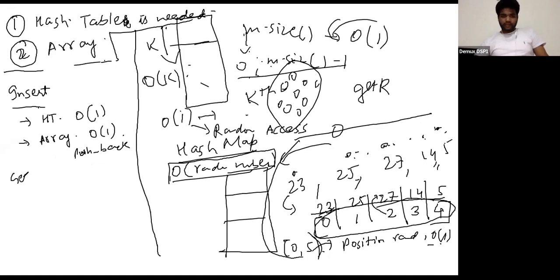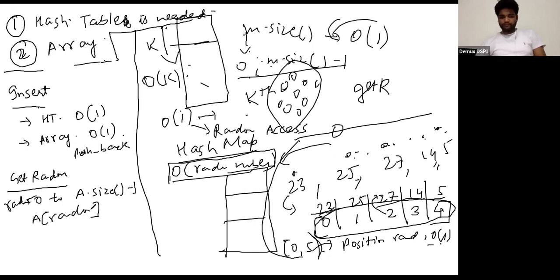Let's talk about get random. Then we'll talk about delete. For get random, you can just generate an index from 0 to a.size minus 1, where a is the array. You generate a random number in this range, and then you return a of that random. Correct? This will give you the number in order one time. So you have solved the get random problem through this.